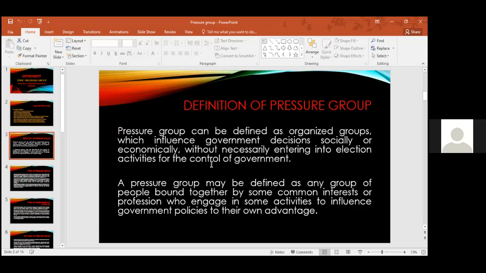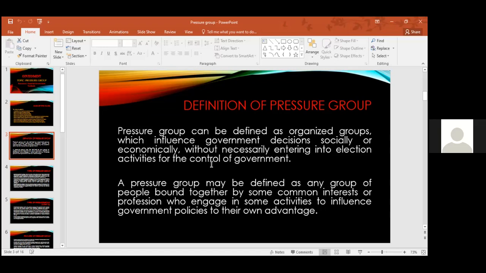Pressure group can be defined as organized groups which influence government decisions socially or economically without necessarily entering into election activities for the control of government. It can also be defined as any group of people bound together by some common interest or profession who engage in some activities to influence government policies to their own advantage.